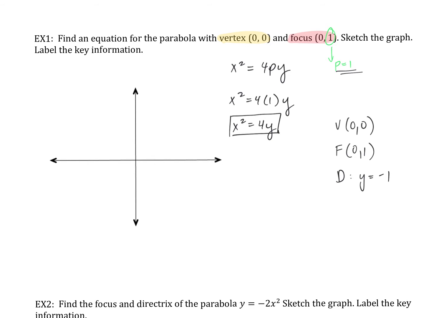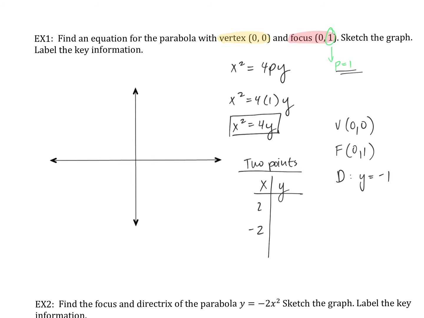I want you to label 2 other points on your parabola. So in total, there'll be 5 things you're looking for. So let's find the 2 other points, our (x, y). I'll pick just 2 random points. Let's go with 2 and negative 2. If x is 2, then what will y be?